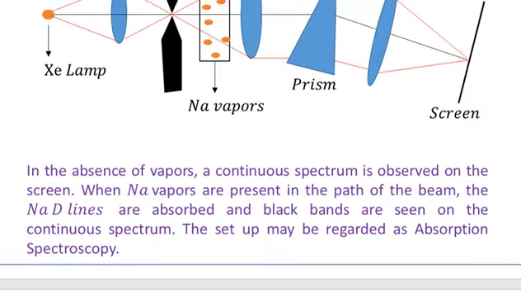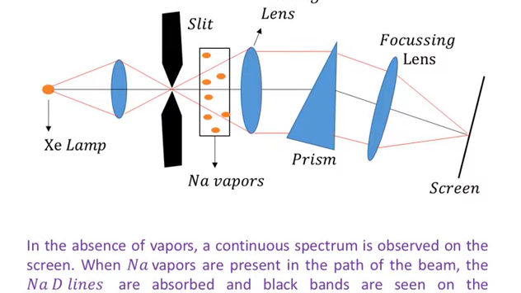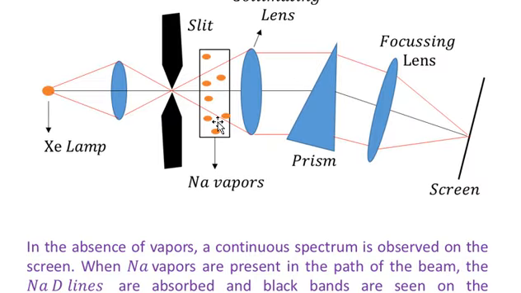So you see that in this absorption spectroscopy, there will be a continuous spectrum on the screen when the sodium vapors are not present, but when the sodium vapors are present, then we can observe in this continuous spectrum two black spots or two black bands corresponding to the D1 and D2 lines of the sodium vapors, because the sodium vapors have absorbed those lines from the light coming out of the xenon lamp and have scattered them away from the main stream of this optical system, and they will not contribute at the screen and will appear as two black bands.